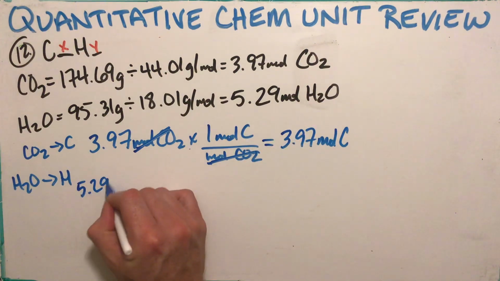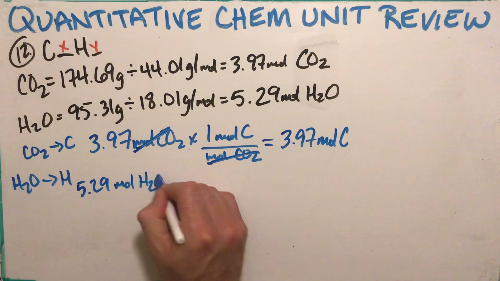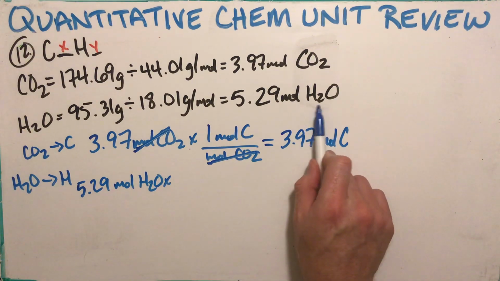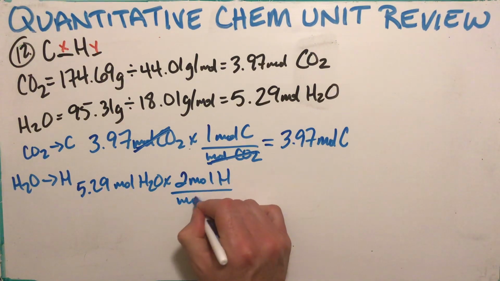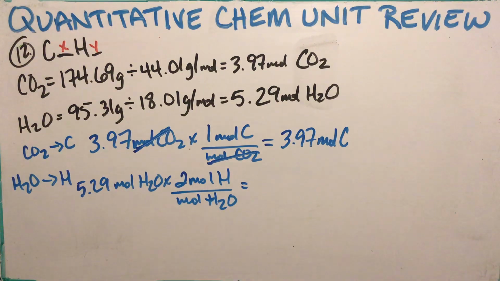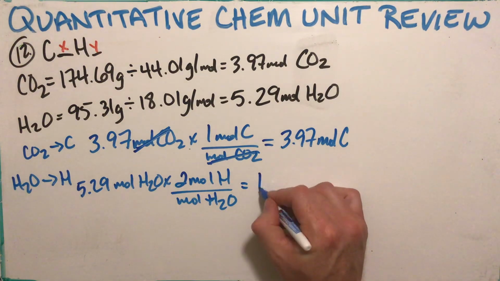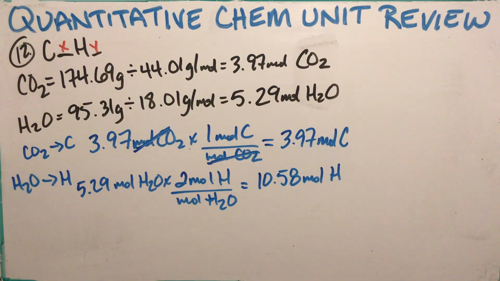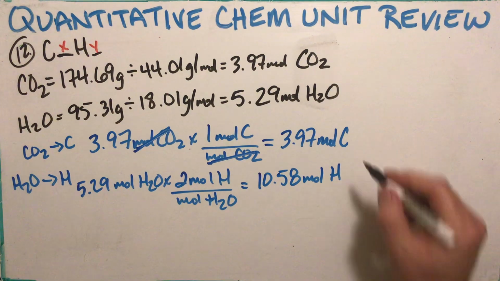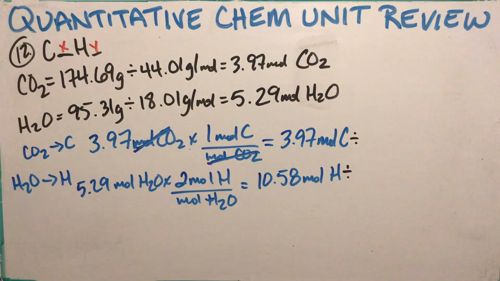Water, 5.29 moles of H2O times... Now look at water. It has 2 H's for every H2O. So 2 moles of H for every mole of H2O. I multiply that and I get 10.58 moles of hydrogen. Now I have my individual elements, so now I can divide by the lowest mole number. So go back to the black marker here, the regular one. This blue step here, that's one that we do only for the hydrocarbon analysis, the combustion chamber problems.